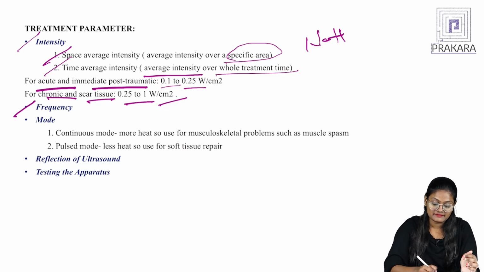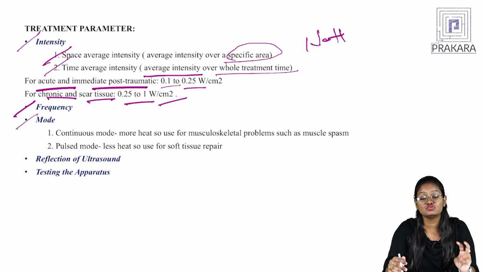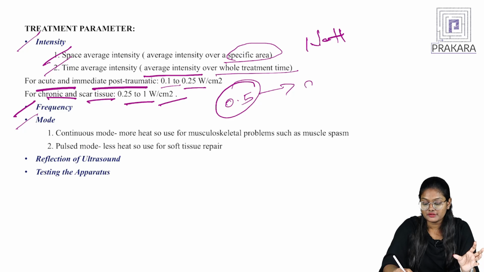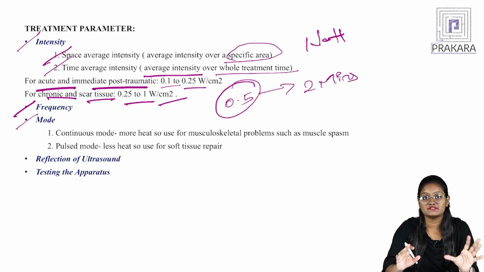Next, we have the mode. In the mode of ultrasound, there are two different types: the continuous mode and the pulsed mode. In the continuous mode, as the name suggests, there will be no time intervals, and there will be transfer of the intensity or the frequency throughout the time that you have set. For example, let's say your treatment time is 2 minutes and you have gone for an intensity of 0.5. This 0.5 intensity will be given continuously for 2 minutes. There will be no breaks or pauses in between.